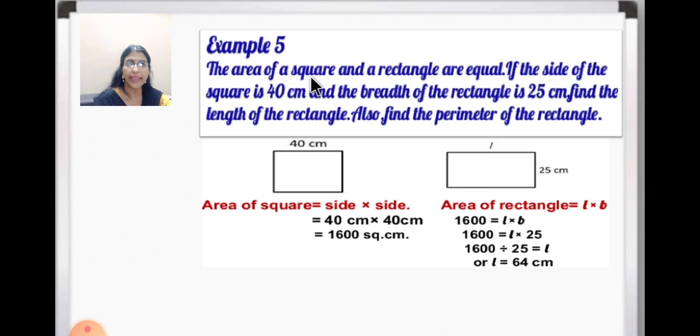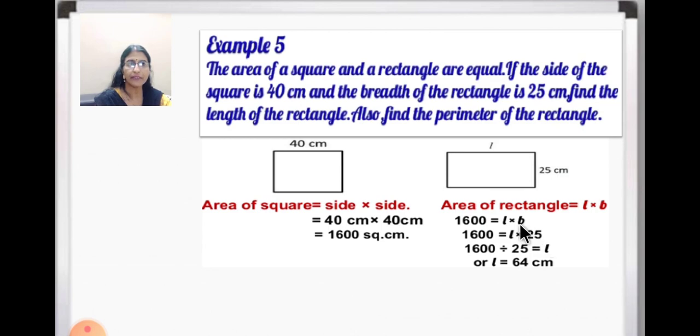Now you can see here the area of the square and the rectangle are equal. So next, area of rectangle we'll write, that is equal to length into breadth. And area of rectangle is the same as the area of square. So here we got area as 1600 square centimeter. So we write 1600 because the area of the rectangle is also the same. So 1600 is equal to length into breadth. Now we know the breadth of the rectangle is given, that is 25. 1600 is equal to length into 25.